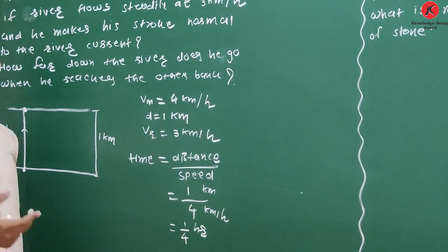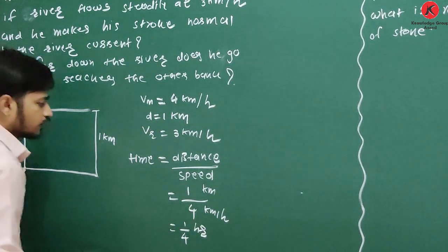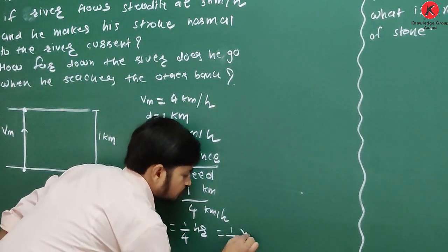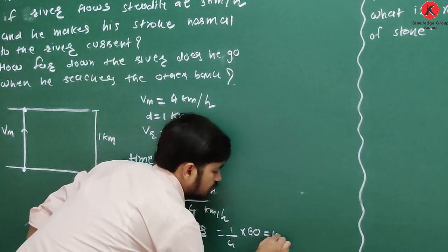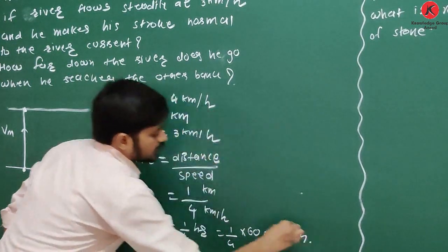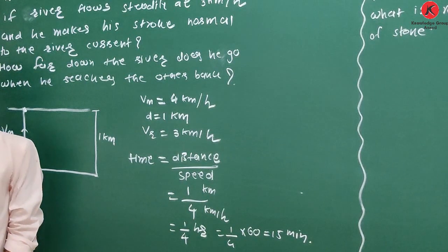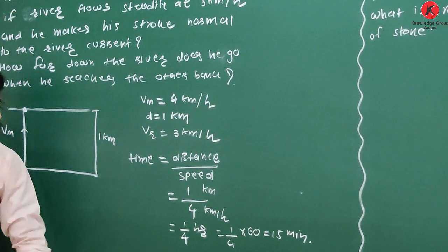Yes, 1 hour is equal to 60 minutes. So it is 1 upon 4 into 60, which means you can say it is 15 minutes. Clear about this? What is the second question?